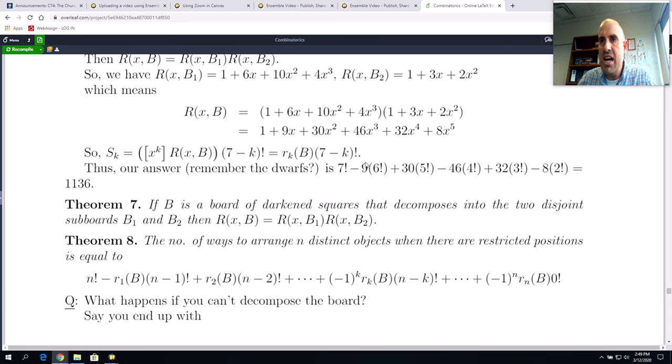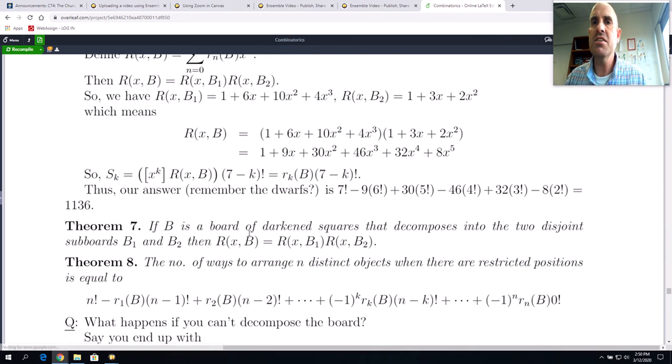So there's the 9 times 6 factorial. Where did this 9 come from? Well, it comes from right here. It's sitting right there on the Rook polynomial. It's the coefficient of x to the 1. That's why there's a 9 right here. And then you have a 6 factorial to assign the other dwarves. Plus, this is the S2 term. 30, where does that come from? Well, right here. It's the coefficient of x squared of the Rook polynomial for the board. Minus S3, okay, 46, where does that come from? Well, it's right here, for crying out loud. The number of ways to place three rooks is sitting right there, 46, and 4 factorial, plus 32, this 32 comes from right here, the coefficient of x to the fourth, etc. And you get the answer right here, okay?